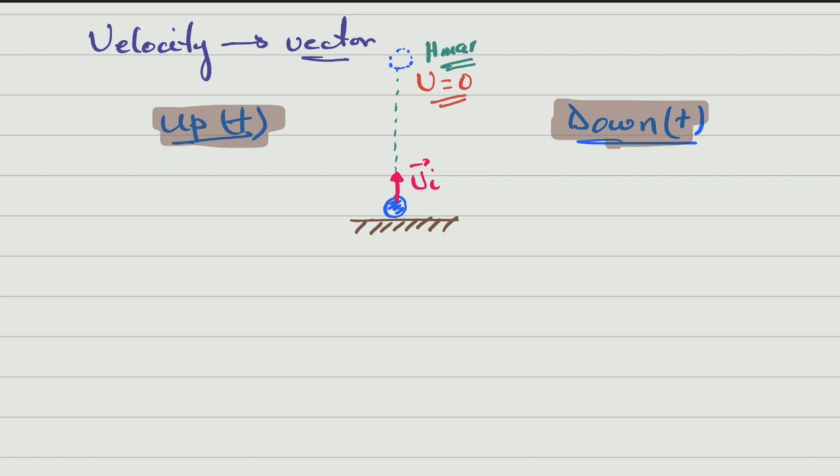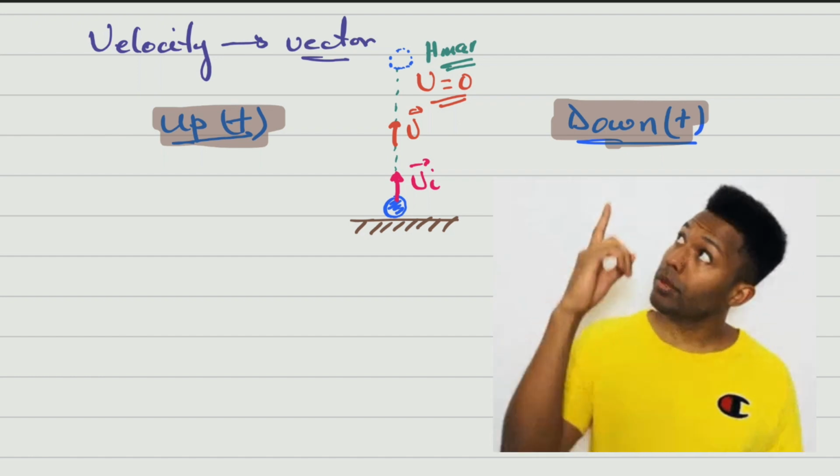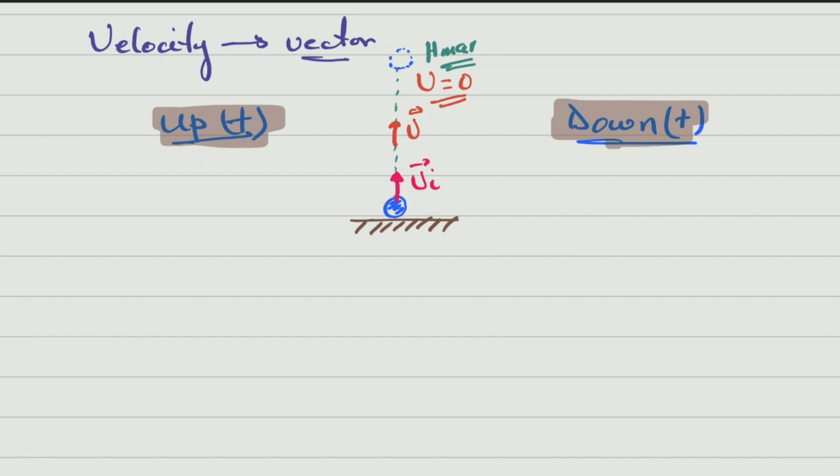Now I want you to notice something. Throughout the motion the velocity is always going to be pointing up. So it doesn't matter whether you take down or up as positive, the velocity will always be pointing up. So if we say up is positive, the velocity will always be positive.